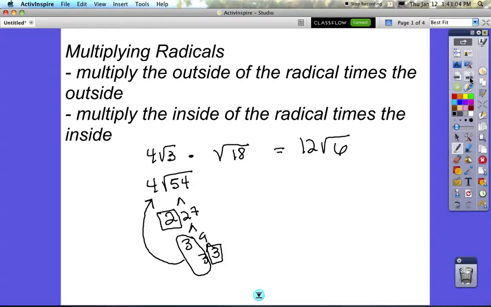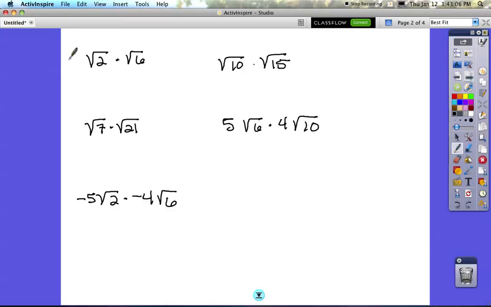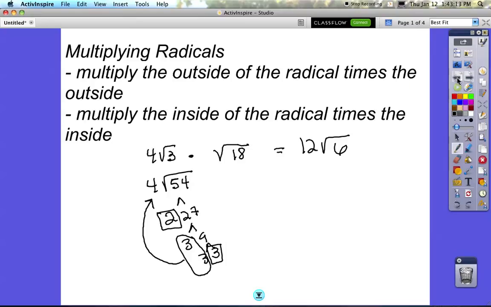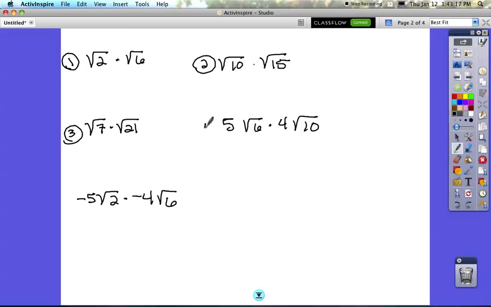Okay, go ahead. Here are several problems. 12 square roots of 6. Does it work the same if you break it down before you multiply? Because I did that on accident and I still got 12. It should. Yeah, it should. Okay, copy these down, please.